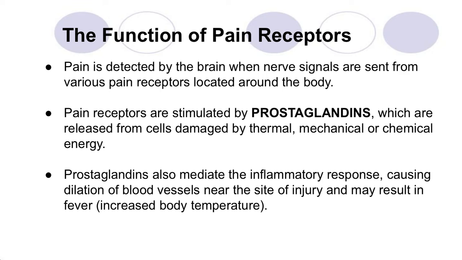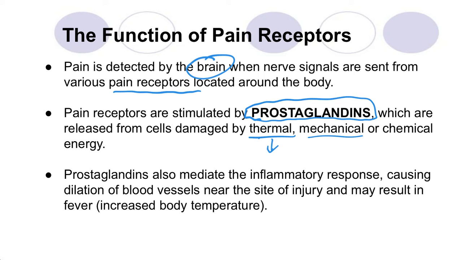When we talk about pain, we need to talk about how pain actually works in the body. Pain is felt or detected by the brain when nerve signals are sent from various pain receptors located around the body. The pain receptors are stimulated by a molecule called prostaglandins, which are released from cells that are damaged. They're damaged by various means. Thermal, like if you burn yourself. Mechanical, so basically getting any kind of cut or a broken bone, and it could also be chemical energy as well.